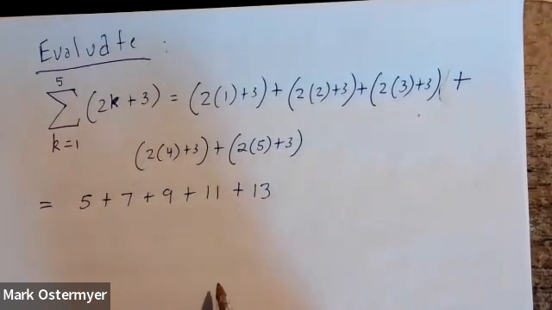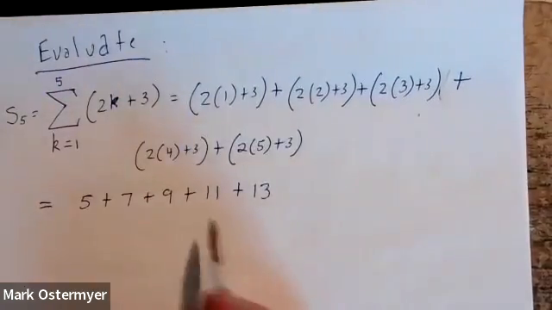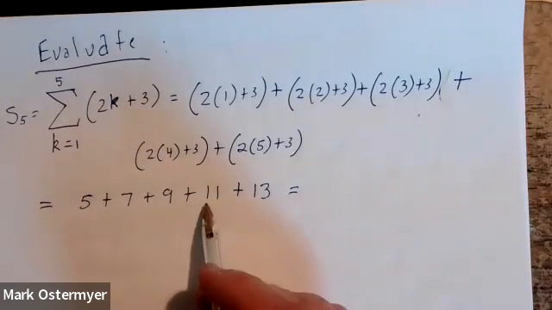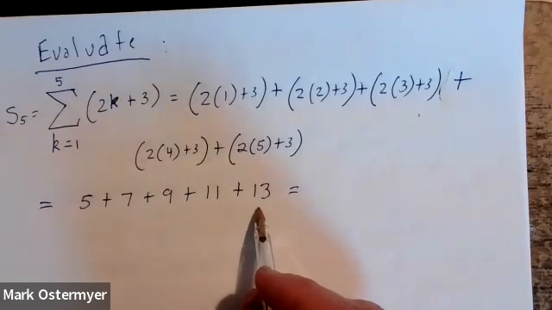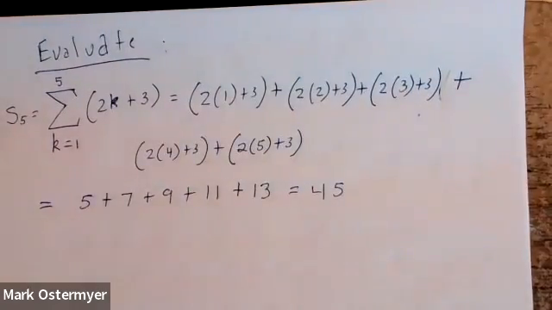So this is a finite sum, or sometimes we would call this maybe the 5th partial sum of our sequence. Adding these together here, 12, 21, 32, and we would get 45 for the sum here. So we get a sum of 45.